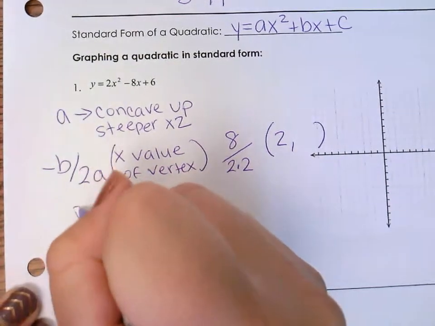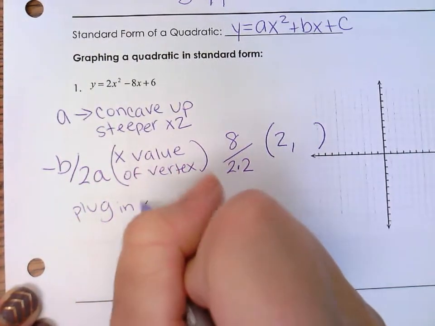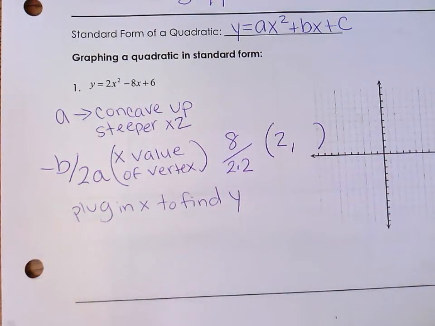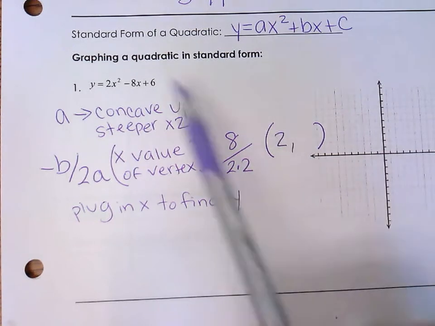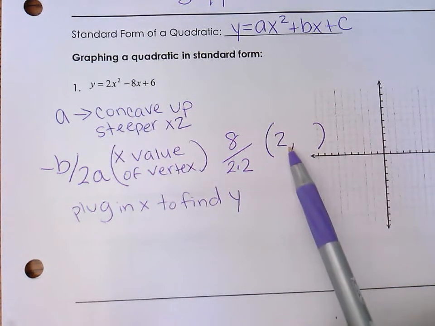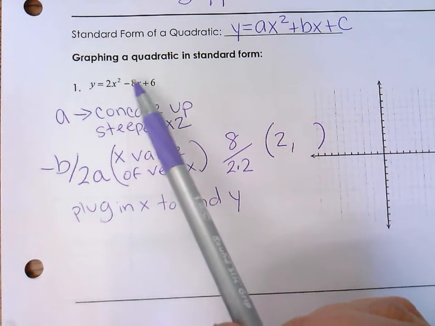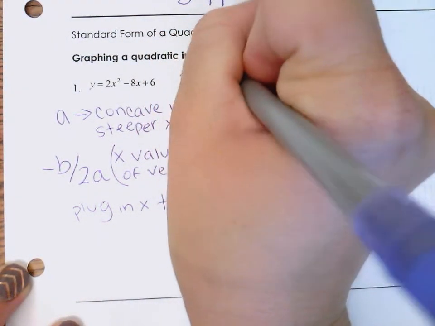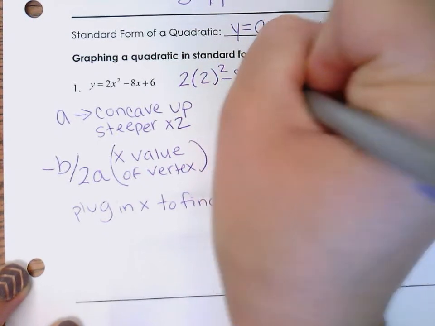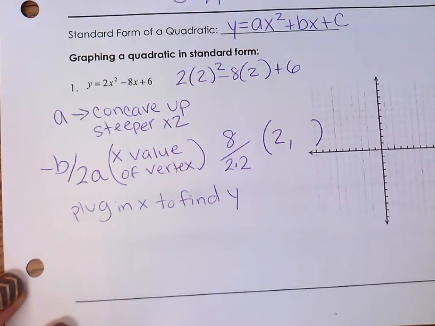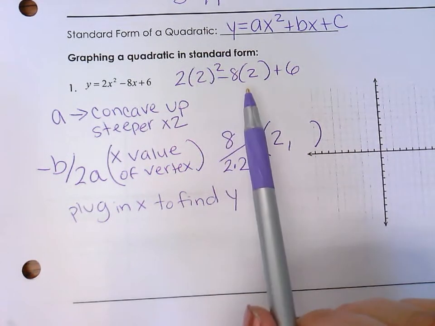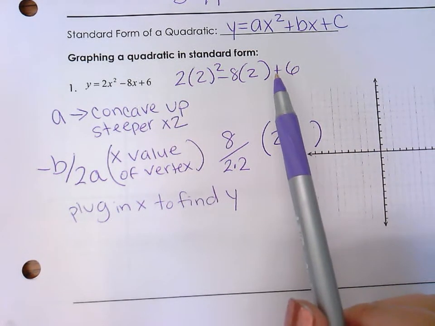And then I'm going to write down: plug in x to find y. If you have an x value and you have a function, you're going to plug your x value into your function to find your y value. So I'm going to do 2 times 2 squared minus 8 times 2 plus 6. And then I could either use my calculator to evaluate this expression, or do some mental math.